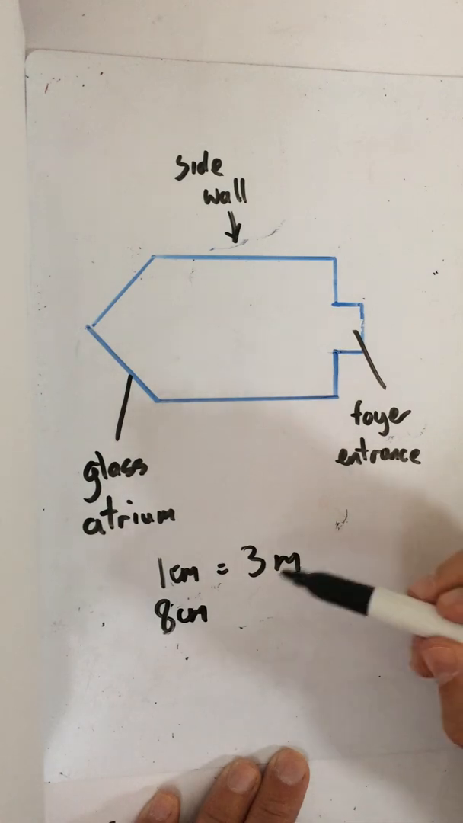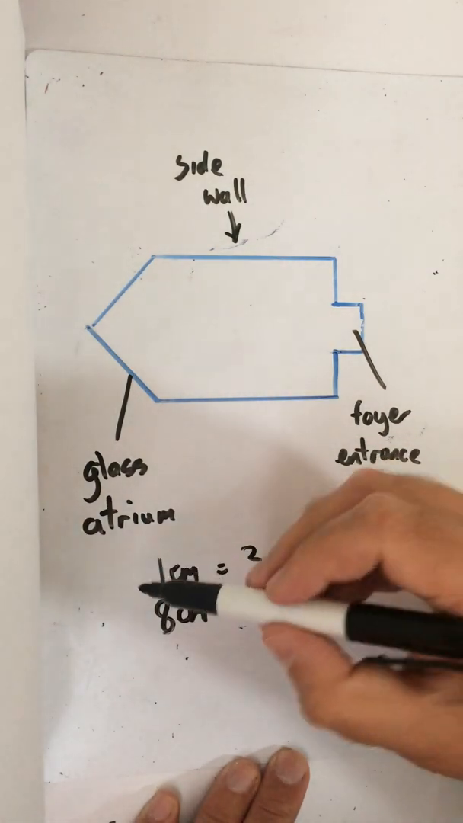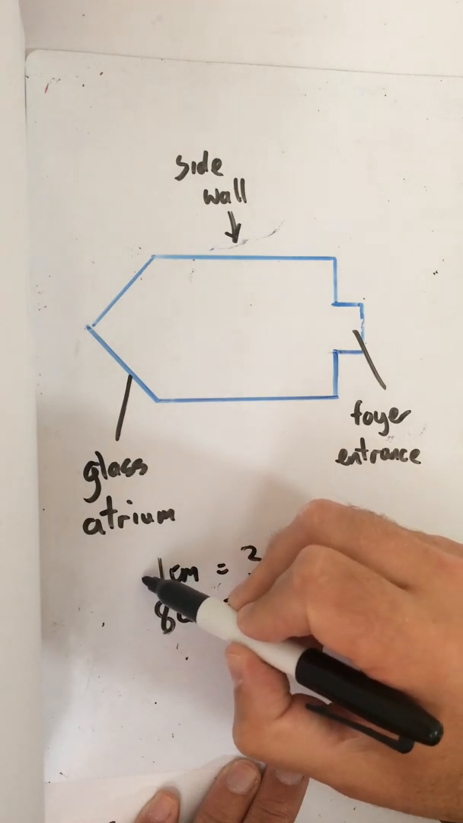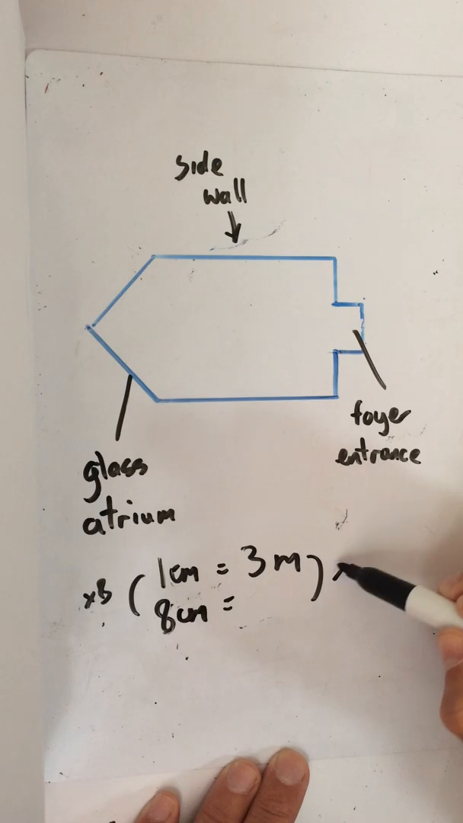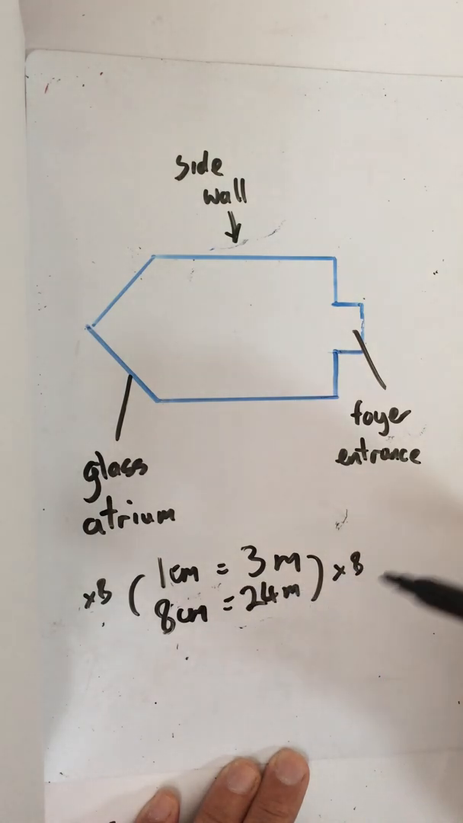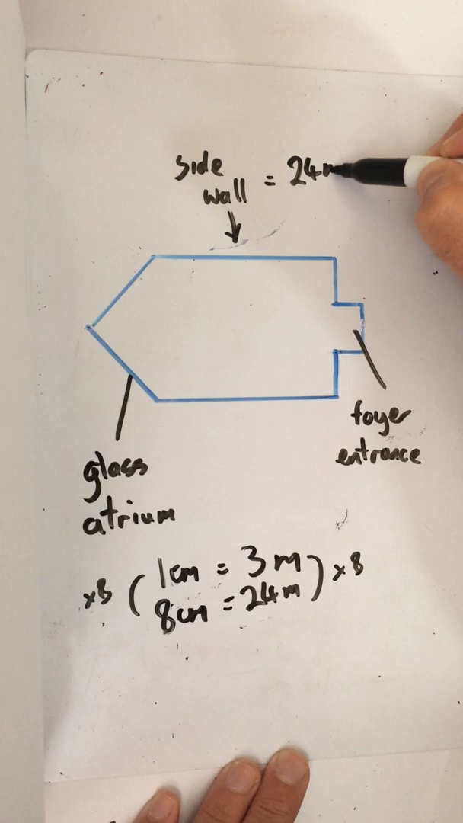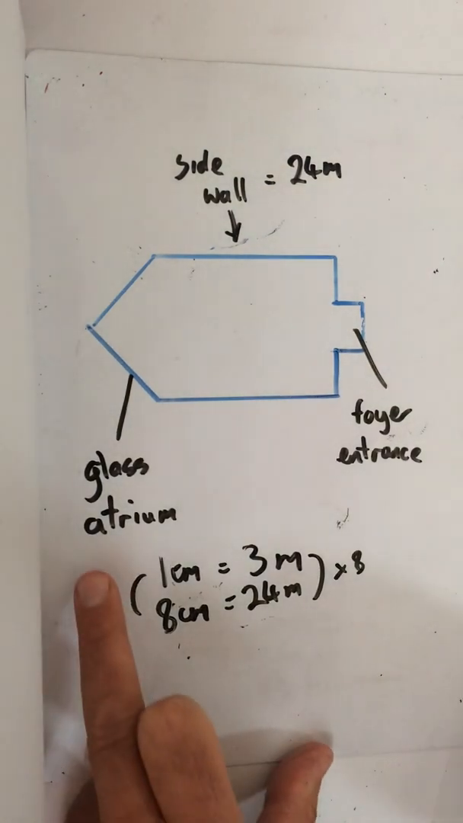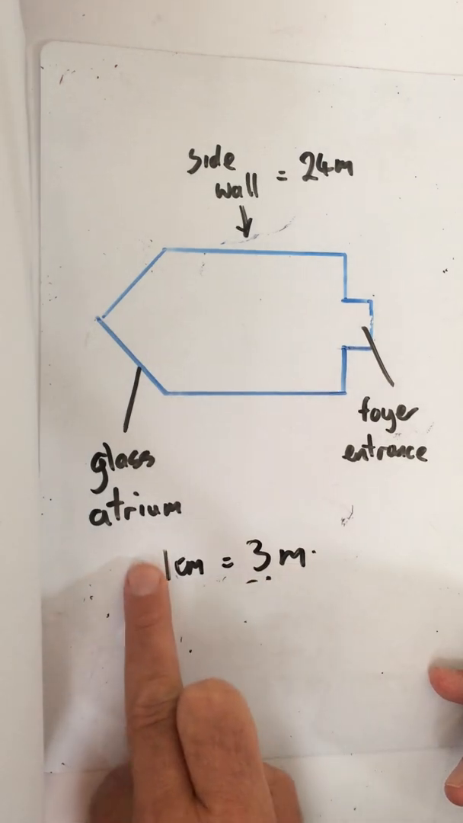So how we work out that in meters in real life, I'm sure you all know this, but I'll go through it anyway. How am I getting from the 1 to the 8? I'm timesing by 8. So I do the same on the other side, timesing by 8. So it becomes 24 meters. So in real life, the side wall is equal to 24 meters. Okay, and then you do the same with anything else.